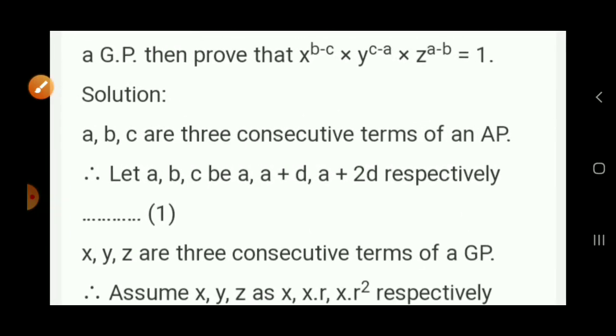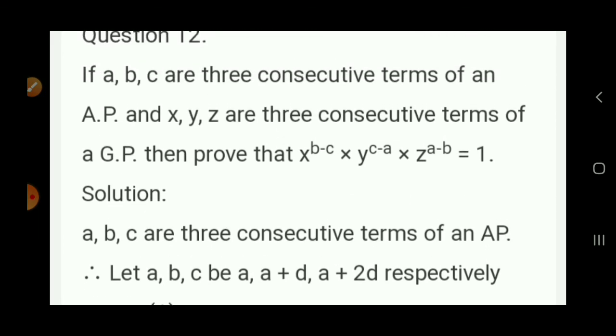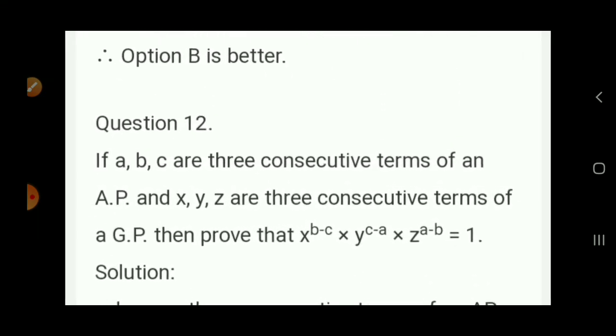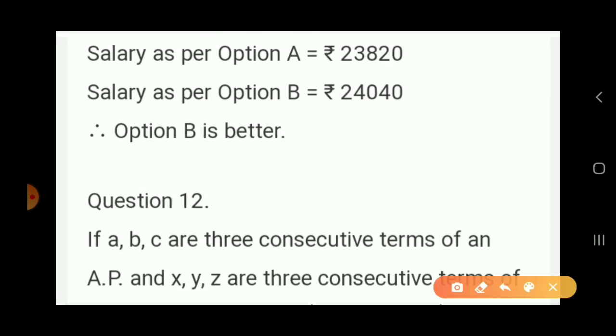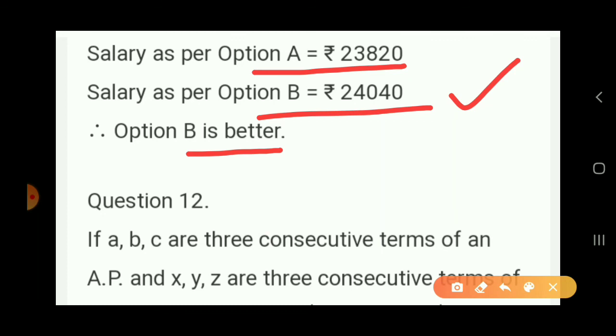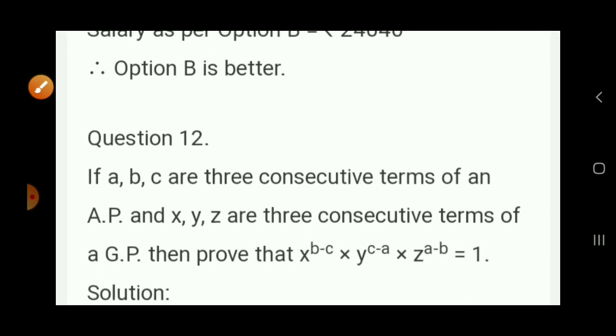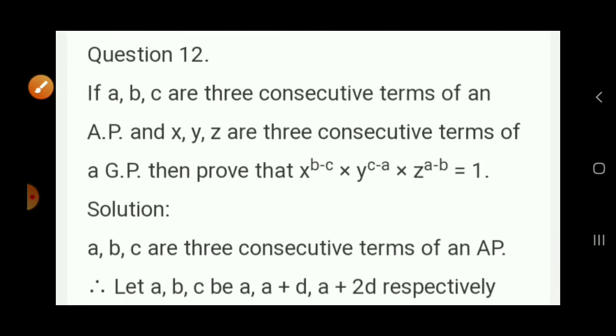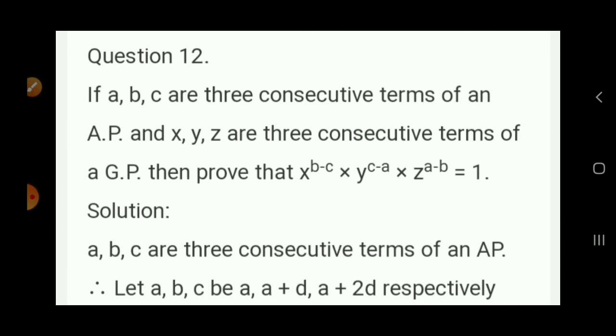So salary as per option A is 23,820, option B is 24,040. So the better is B, as that is the larger value, the better option. So see the 12th question. See the question number 12.